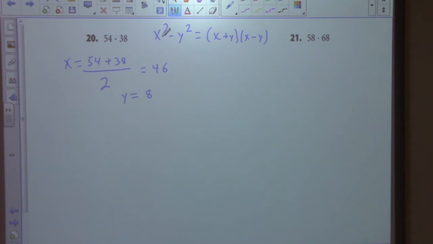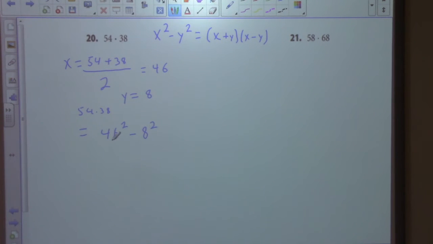So let's go ahead and work the identity. So now we can write this out. This is what we have, and we want to make it like this. So we can rewrite 54 times 38 as x squared minus y squared.